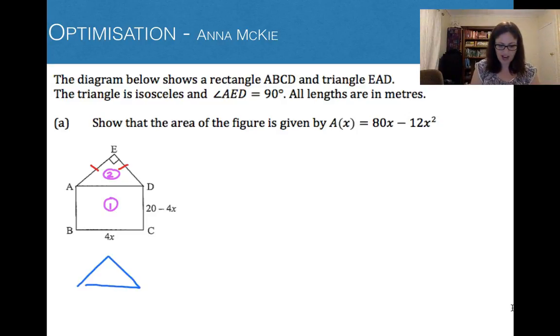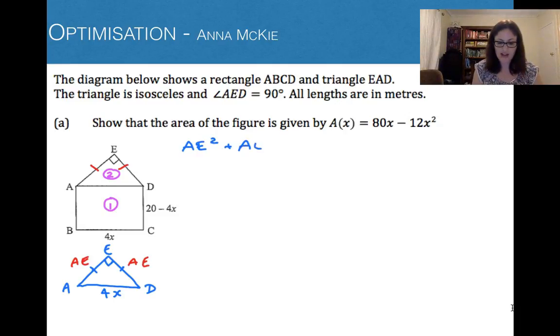I sometimes find it handy to draw the shape that you're working on separately so that you can label what you know. We do know the length here is 4x, so we'll call it that. Vertices are A, E and D. Being isosceles, we know that line AE is also equal to this side over here. So we're going to use Pythagoras to calculate AE. You need to be quick with those sorts of skills as well as all your calculus skills.